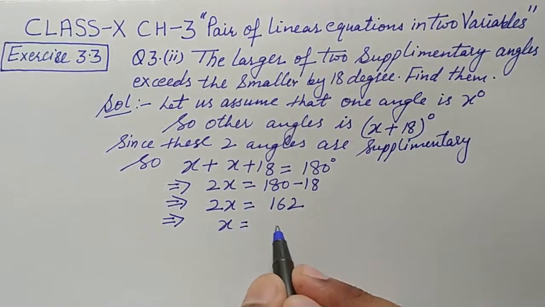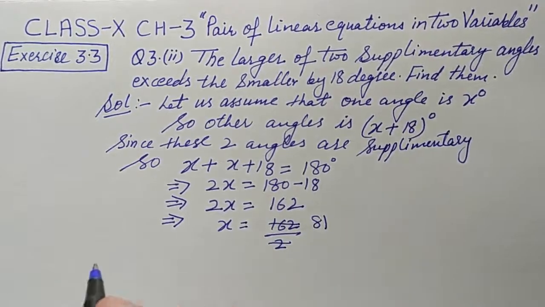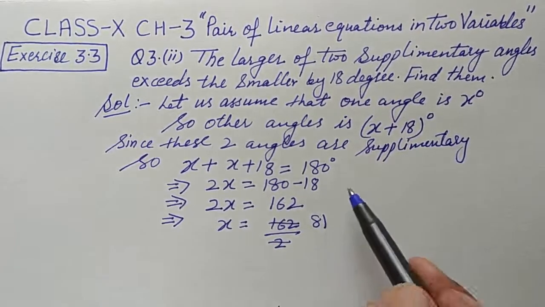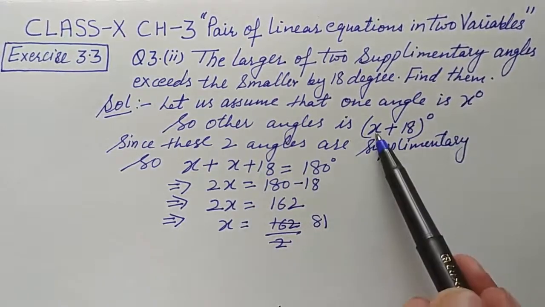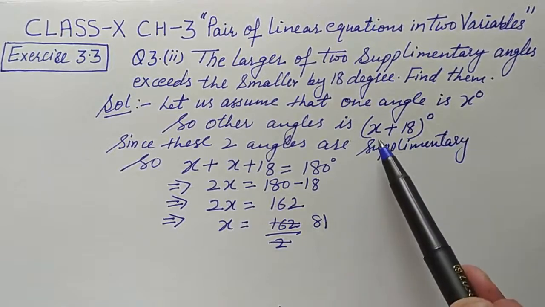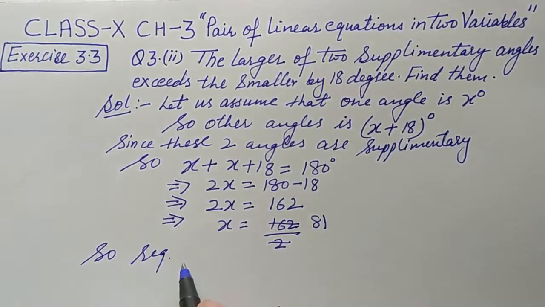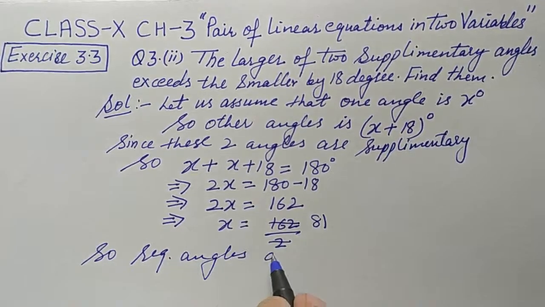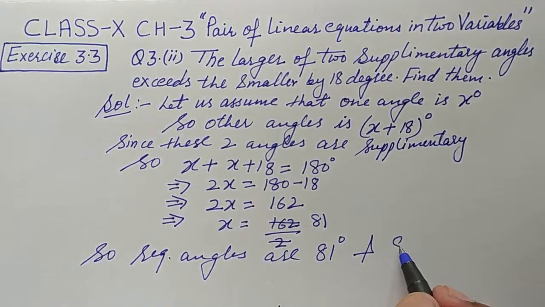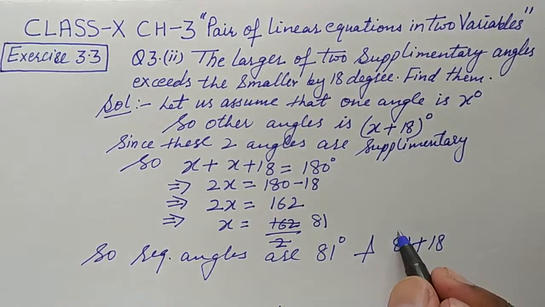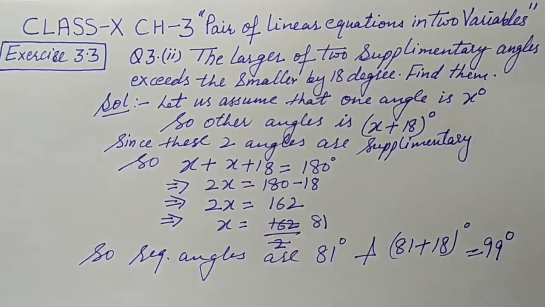So x will be 162 over 2. It is 81 degree. Hence you can see that first angle is 81 degree. So see, first angle is x, that is 81 degree, and second will be x plus 18. It means 81 plus 18, that is 99 degree. So we'll write, so required angles are, first one is 81 degree and second one is 81 plus 18, that is 99 degree. So these two angles are the required angles.